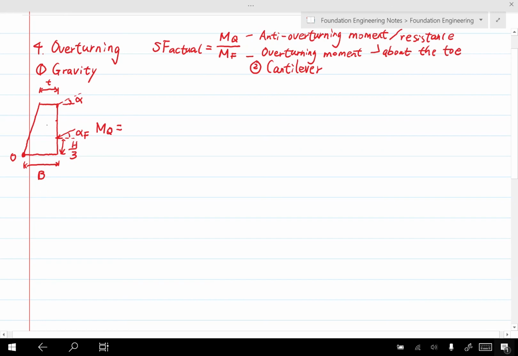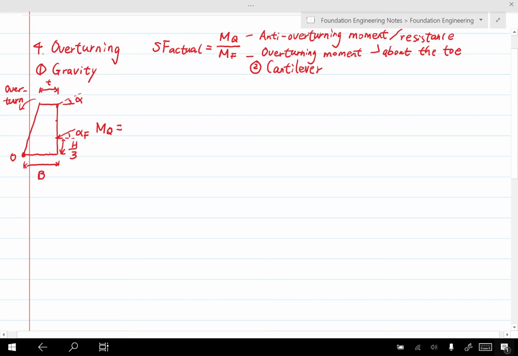In this case, when we say overturning, that's the soil overturn. And you can see that the overturning direction is counterclockwise in this case because the soil is on the right-hand side. And the anti-overturning direction is clockwise. So we need to figure out which force will generate a clockwise moment around point O. That would be contributing to the anti-overturning moment. And of course, we will have weight.